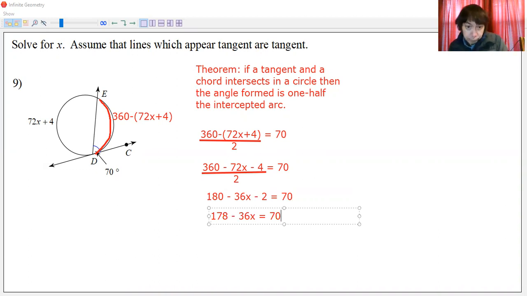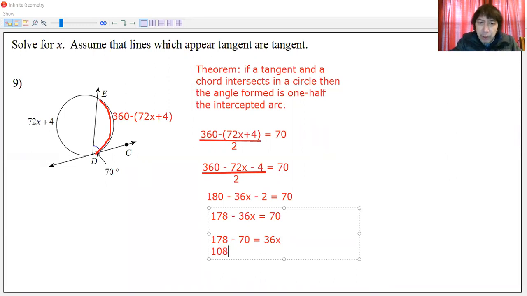All right. So we can do transposition here. We put the 36x to the right, we put the 70 to the left, changing the signs. So the next line will be 178 minus 70, and the right side is 36x, like that. Transposition: put the 70 to the other side, change the sign, put the 36x to the other side, change the sign. And so the left side is now 178 minus 70, resulting to 108, and it's equal to 36x.